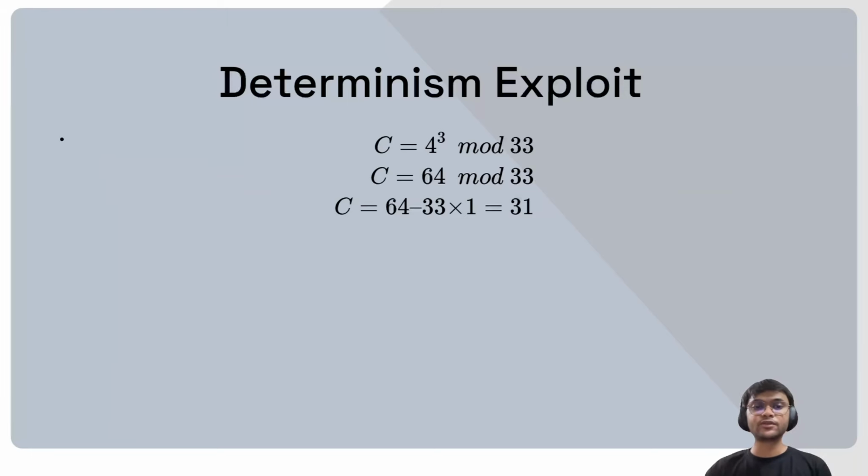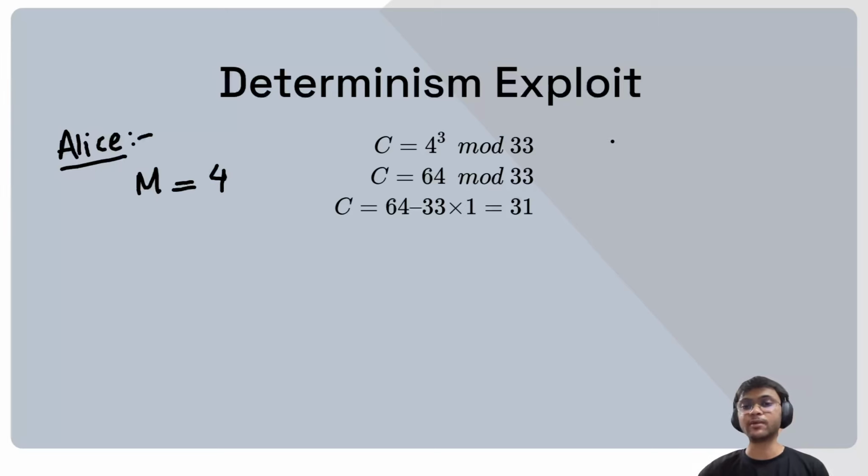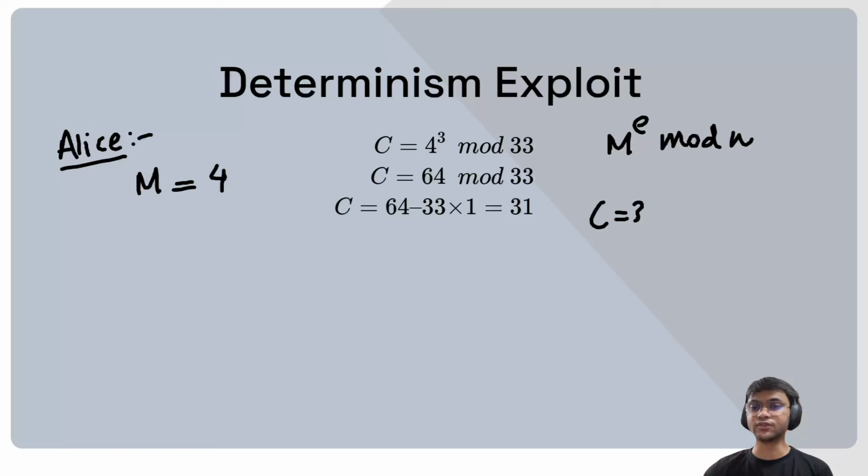Now, on Alice's part, she selects a plaintext M to be encrypted, and she says the plaintext is 4. Alice computes the ciphertext guided by the formula M raised to E mod N. We just computed the public key E and N, so we plug those into the formula and we say the ciphertext is 4 to the power 3 mod 33. Compute that and we'll say the ciphertext is 31.